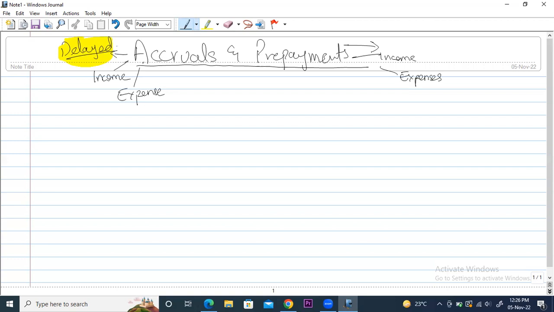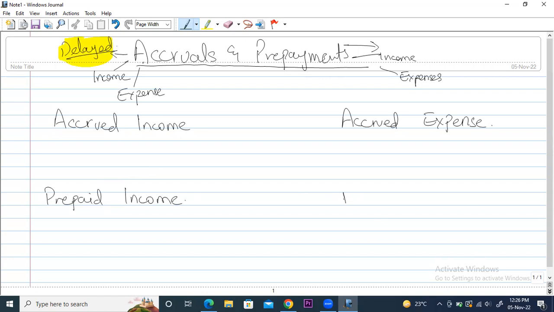Now let's come to the details of it. There are four things to remember. First of all I'll write accrued income. Then I'll write accrued expense. Then I'll write prepaid income. These are two things related to the prepayments. Prepaid income, and then we had prepaid expense.